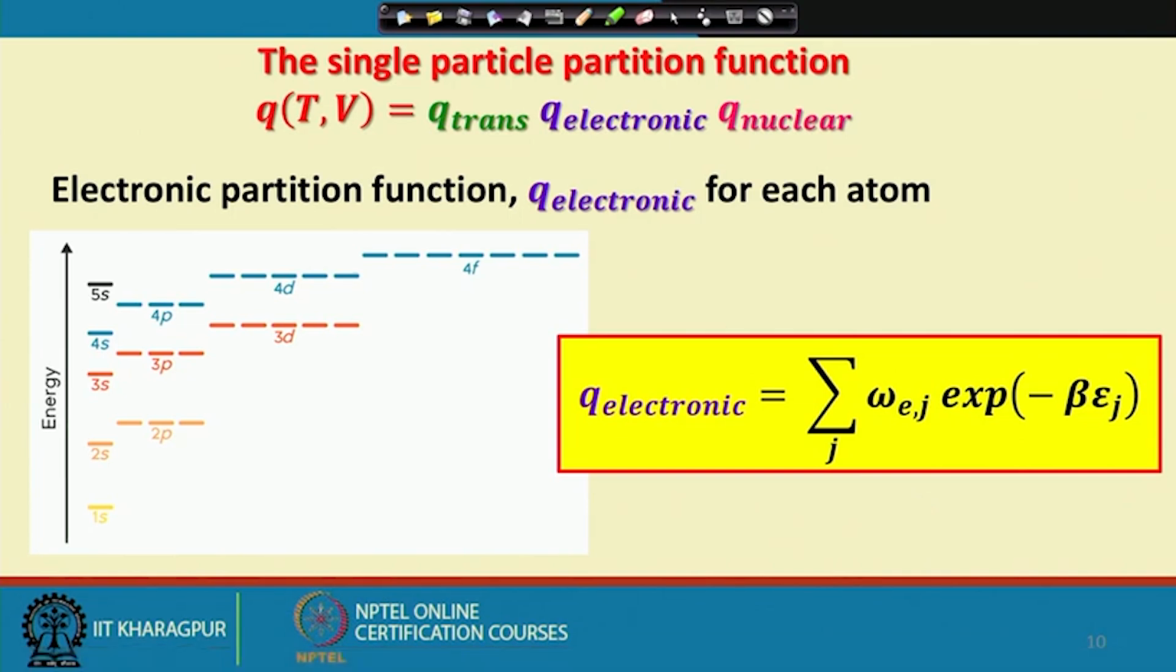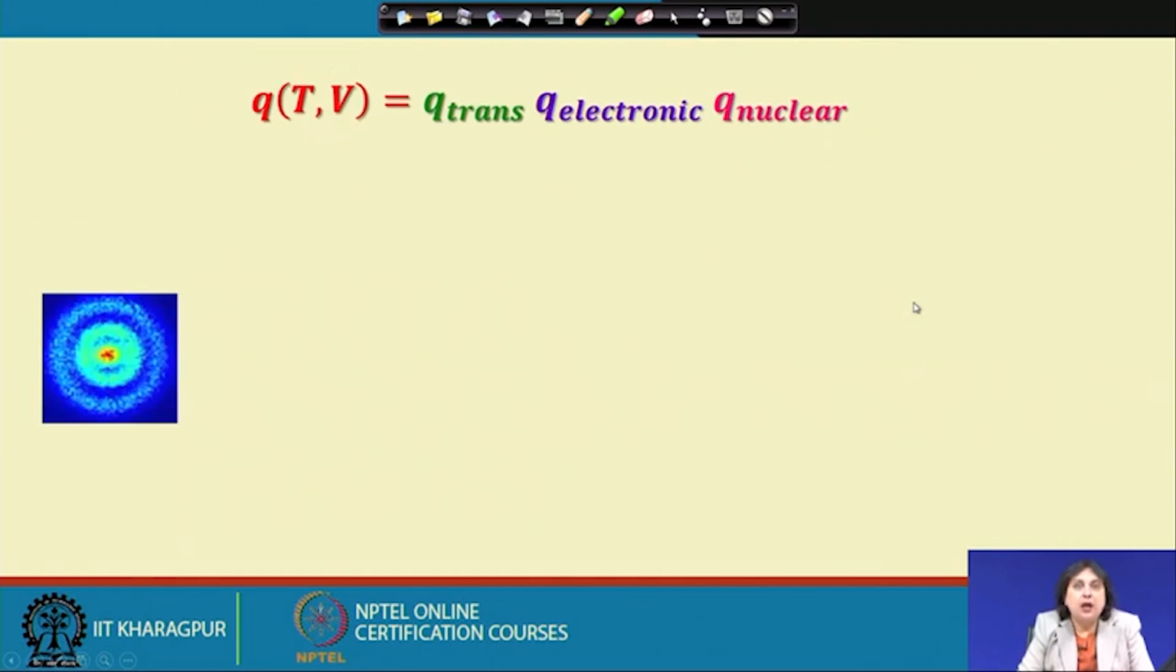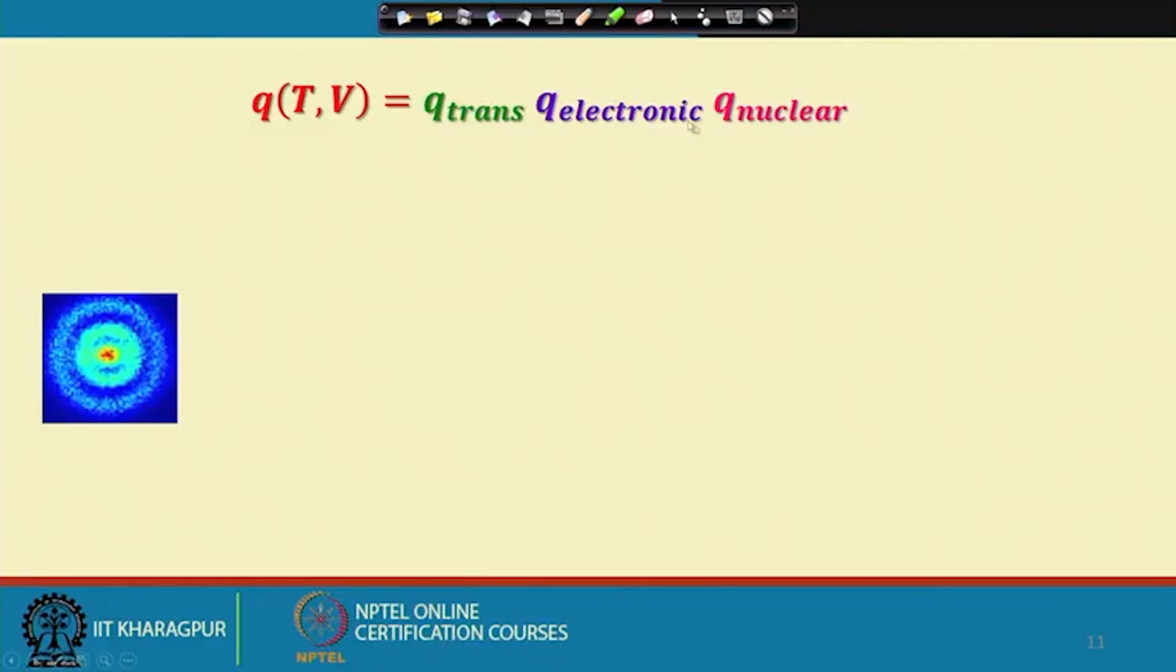And then all you have to be careful about is that you are summing over all possible energy levels, and there can be many energy states having the same energy level, and therefore, you must take into account here the degeneracy of that particular level. Now, so far we have talked about Q trans, we have talked about Q electronic, and now we are going to talk about Q nuclear.